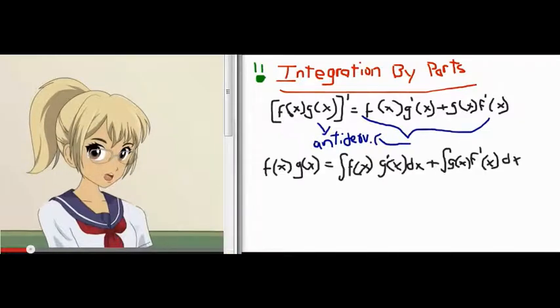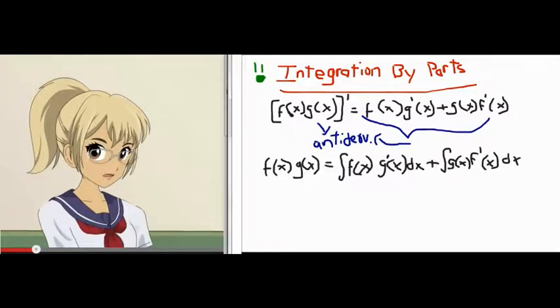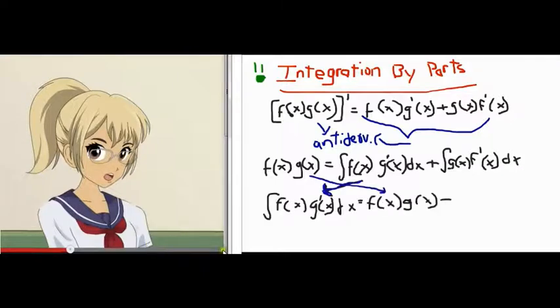Now we integrate both sides to get f of x times g of x equals integral of f of x times g prime dx plus integral of g of x times f prime dx. So now by rearranging this, we can solve for integral of f of x times g prime, and we get f of x times g of x minus integral of f prime times g of x dx.